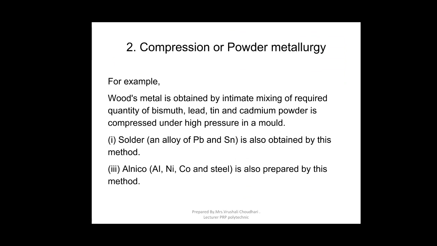Wood's metal is obtained by the compression technique. Wood's metal is an alloy of bismuth, lead, tin, and cadmium powder. So we are taking four powders in particular proportions and passing them through compression and sintering to get a Wood's alloy. Alnico, that is aluminium, nickel, cobalt and steel, is prepared by using a compression technique.